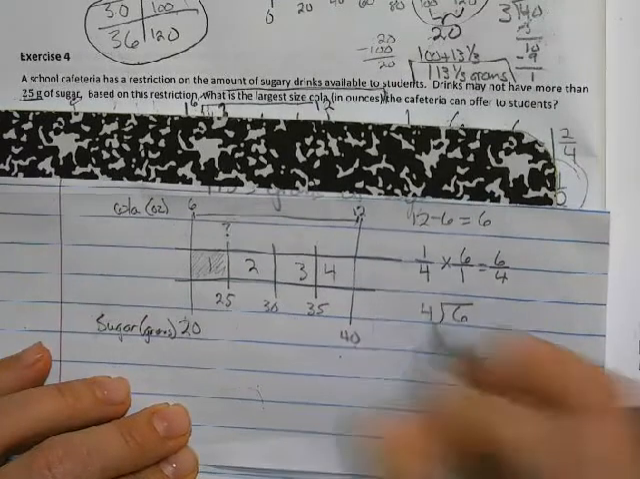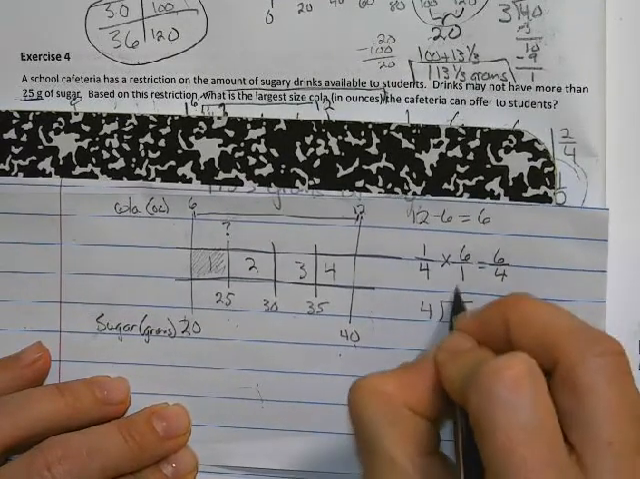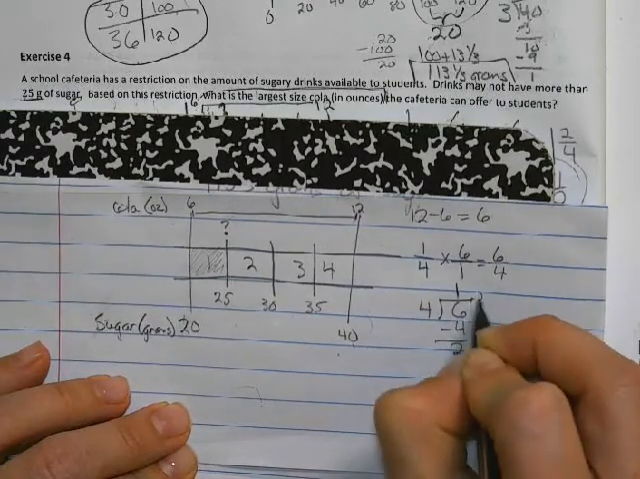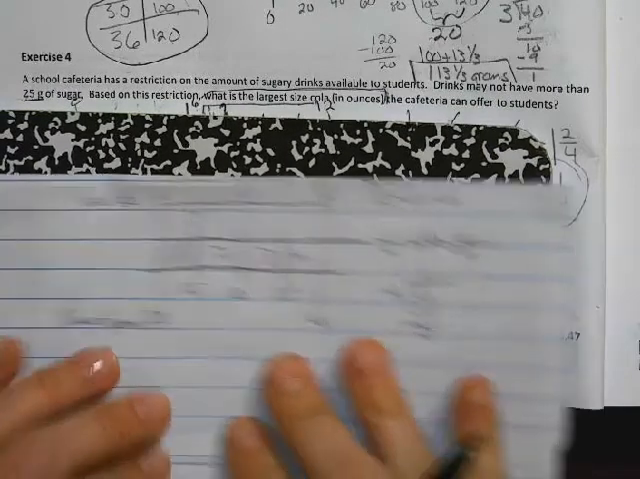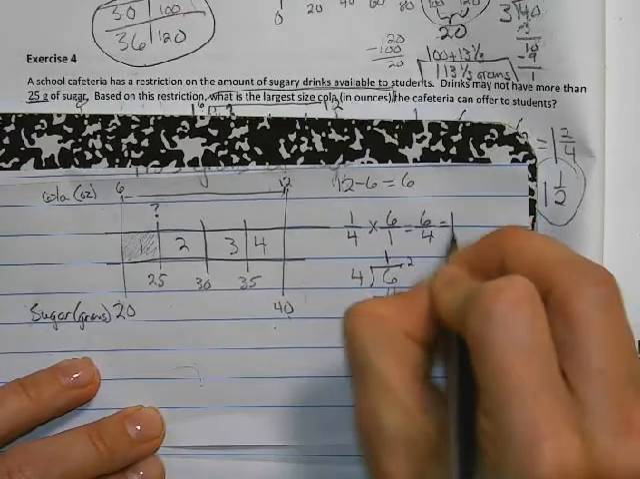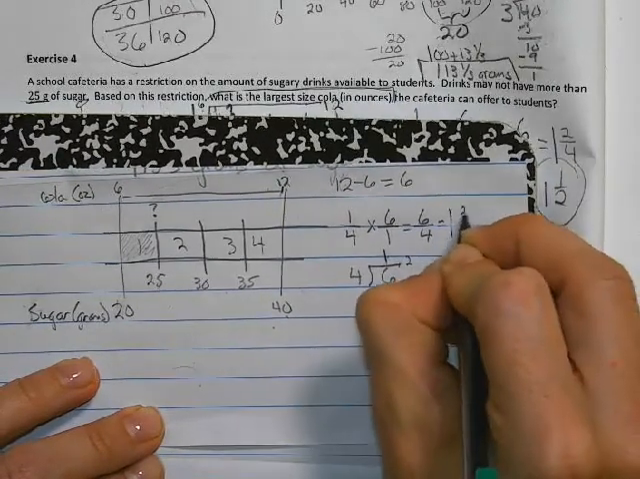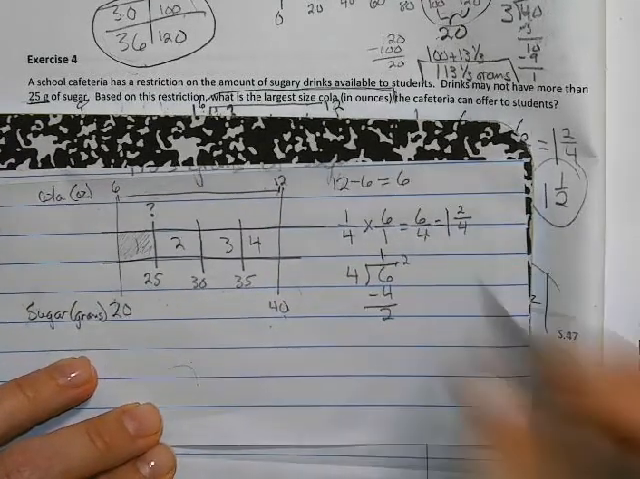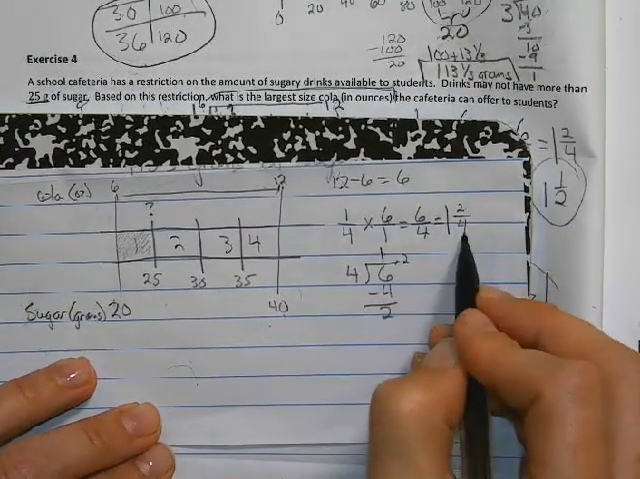I have 6 divided by 4. 4 goes into 6 one time. If I subtract 4, I have a remainder of 2, which means that my mixed number is going to be my whole number 1. The remainder is the numerator of the fraction, and then the denominator stays the same. 2 over 4 can be simplified.